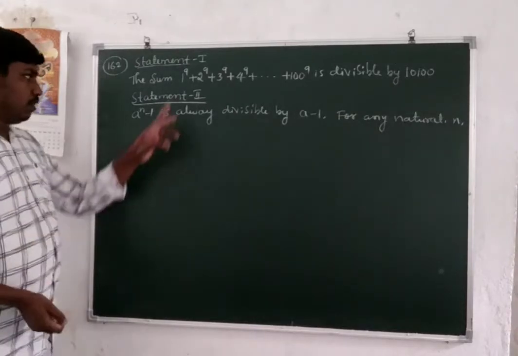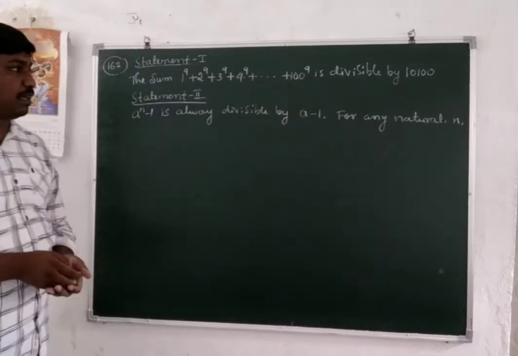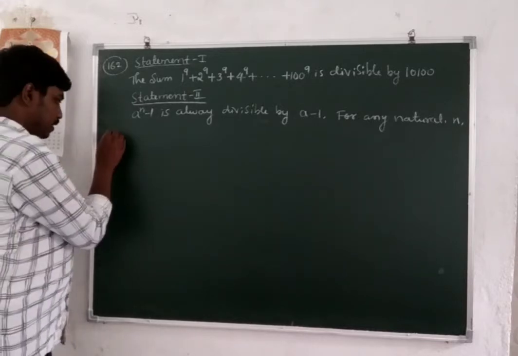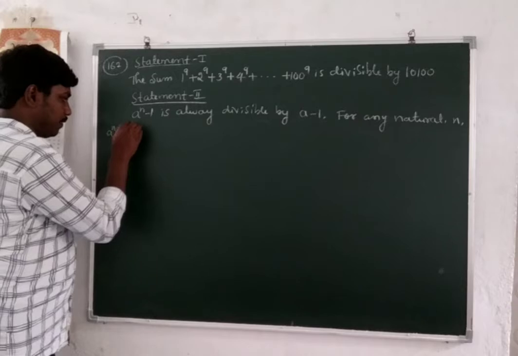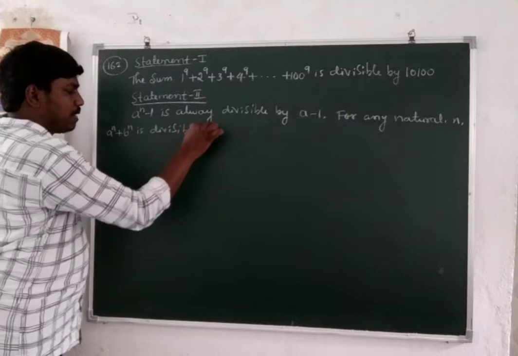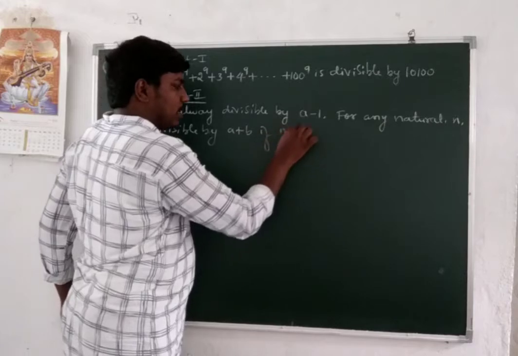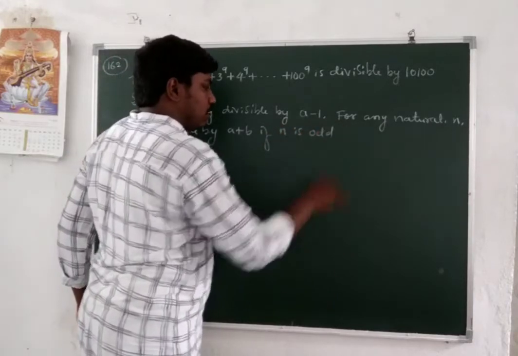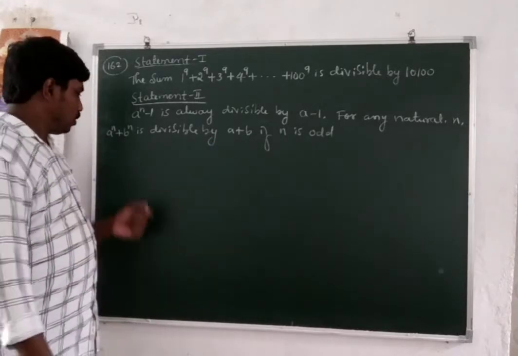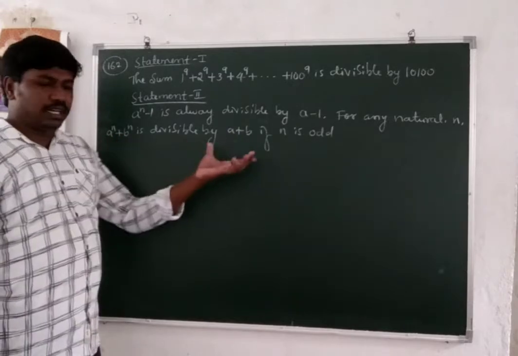So the first statement: 1 power 9 plus 2 power 9 plus 3 power 9 plus 4 power 9 up to 100 power 9 is divisible by 100. So first, look: a power n plus b power n is divisible by a plus b only if n is odd. If n is even, it may or may not be divisible by a plus b. So a plus b is a factor of a power n plus b power n when n is odd.